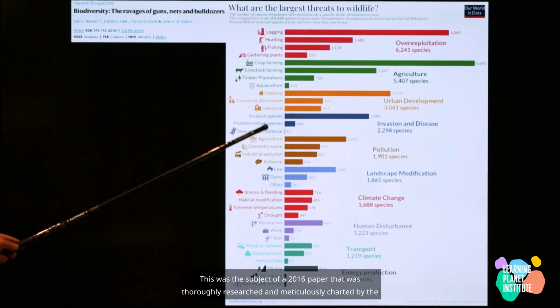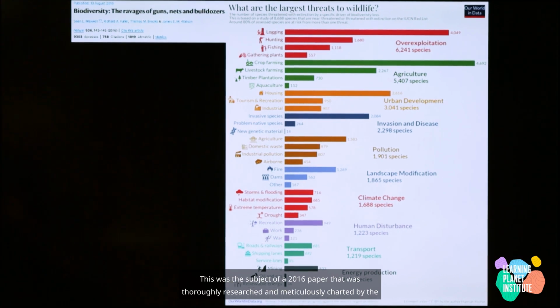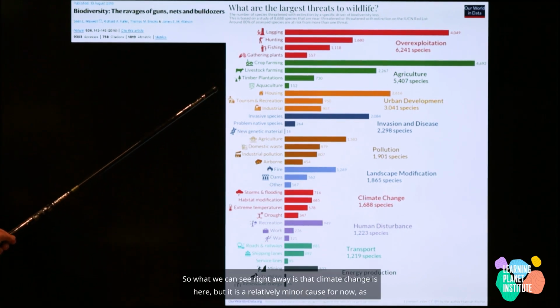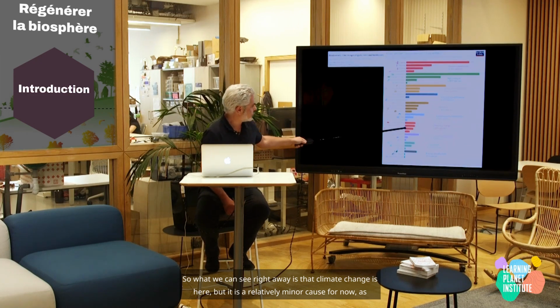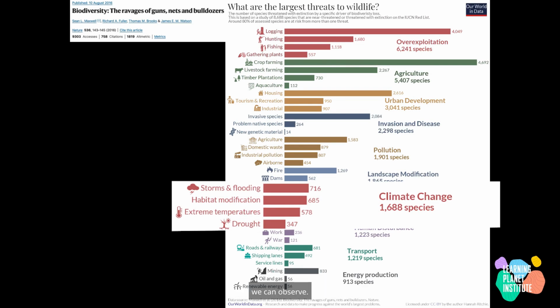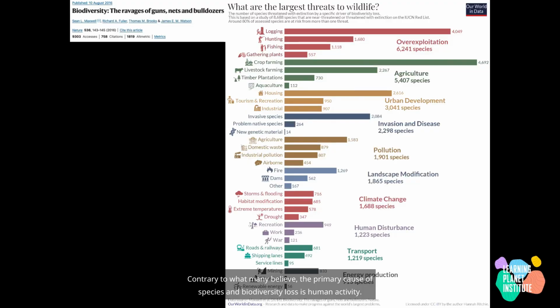This was the subject of a 2016 paper that was thoroughly researched and meticulously charted by the organization Our World in Data. What we can see right away is that climate change is here, but it is a relatively minor cause for now. Contrary to what many believe, the primary cause of species and biodiversity loss is human activity.